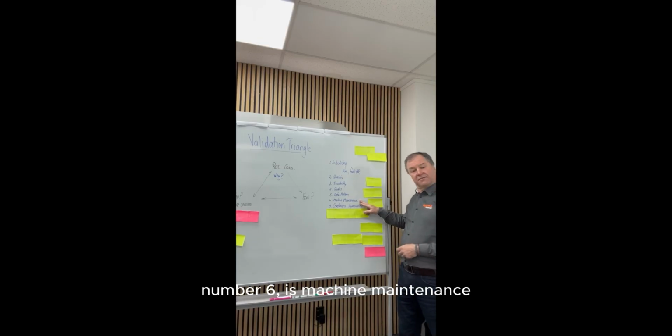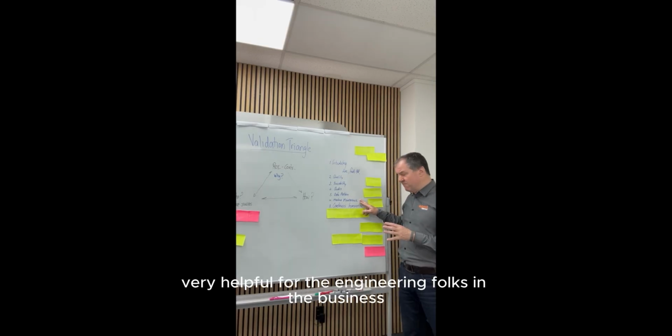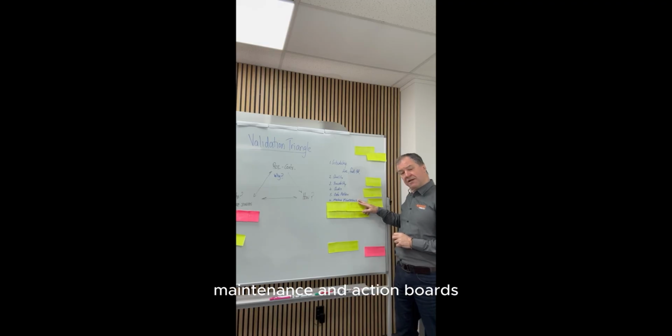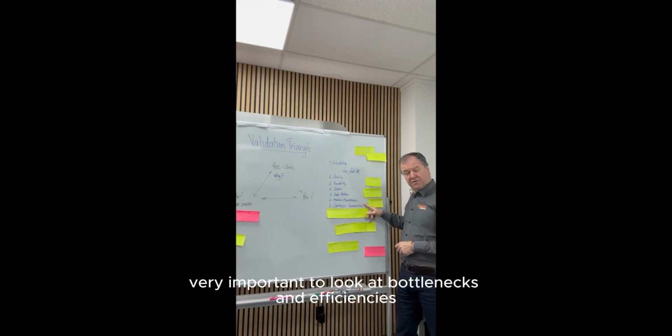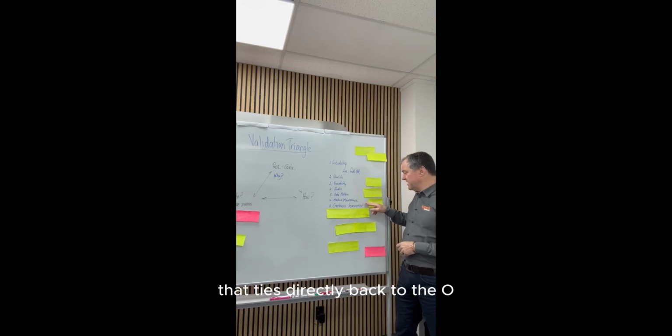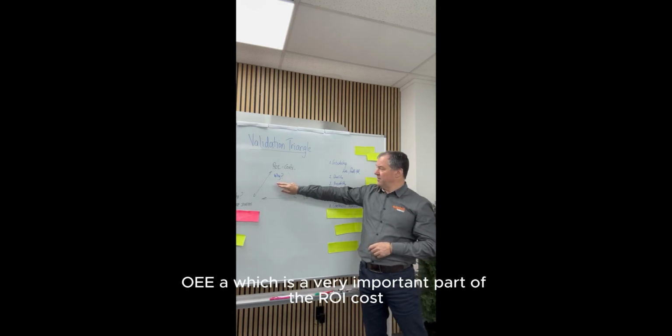Number 6 is machine maintenance. Very helpful for the engineering folks in the business. Have a digital record of that maintenance and action boards. Continuous improvement, very important to look at bottlenecks, inefficiencies. That ties directly back to the OEE, which is a very important part of the ROI cost.